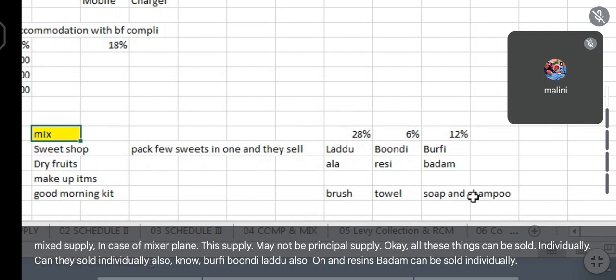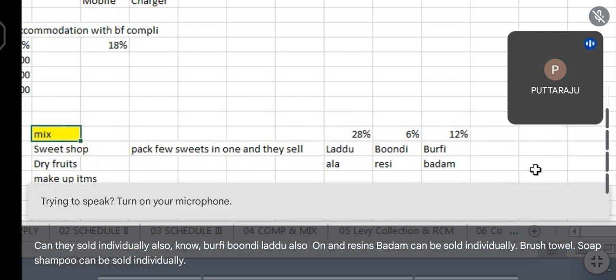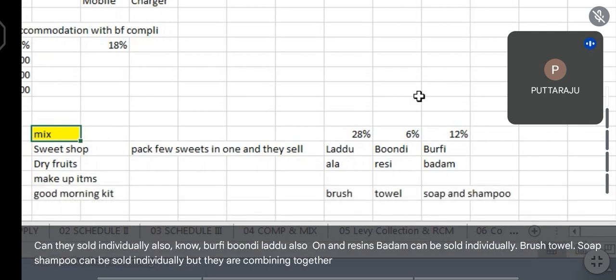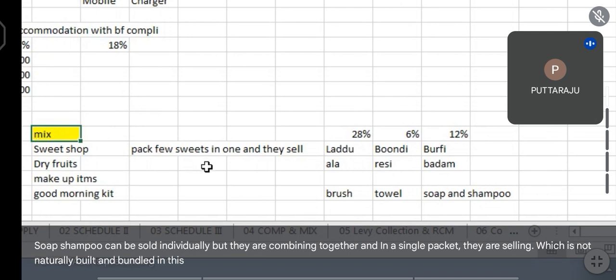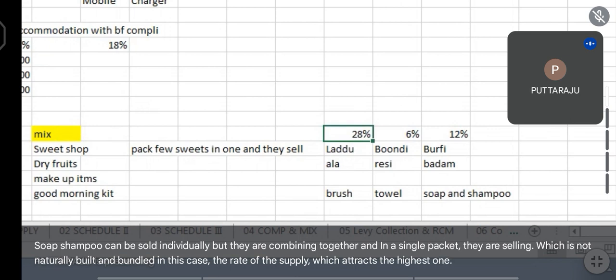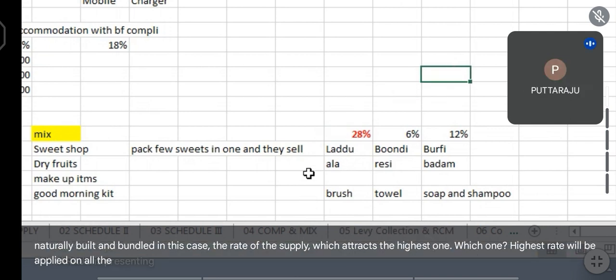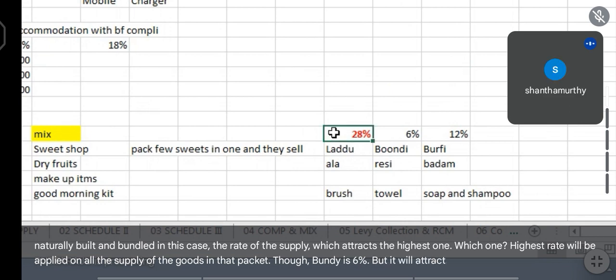Yes, sir. Brush, towel, soap, shampoo can be sold individually, but they are combining together and in a single packet they are selling, which is not naturally bundled. In this case, the rate of the supply which attracts the highest one. Which one? Highest rate will be applied on all the supply of the goods in that packet. Though bundi is 6%, it will attract 28%.